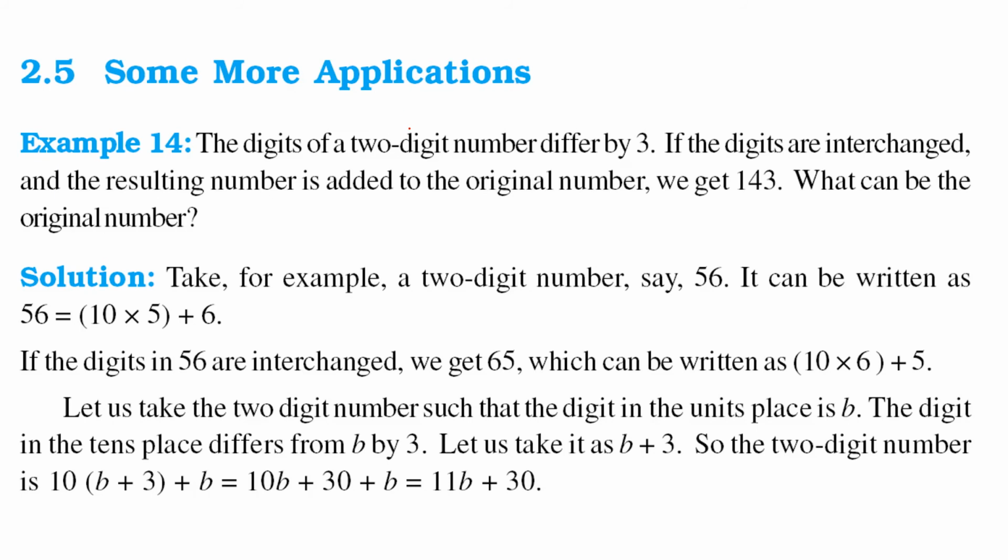We have some more applications of linear equations in one variable. So the digits of two numbers differ by 3. If the digits are interchanged and the resulting number is added to the original number, we get 143. What can be the original number?